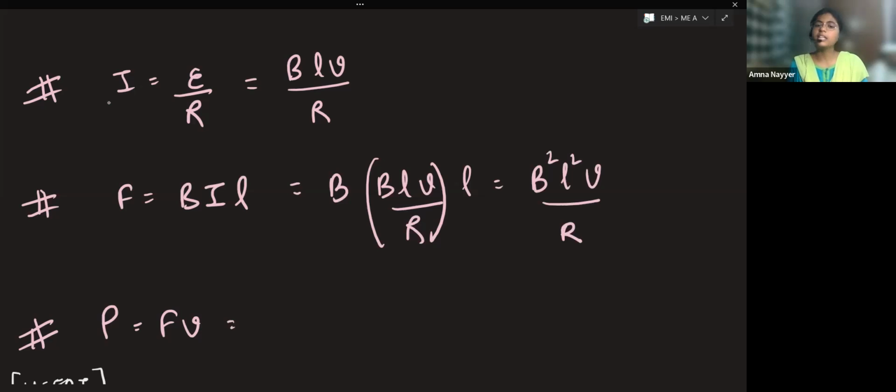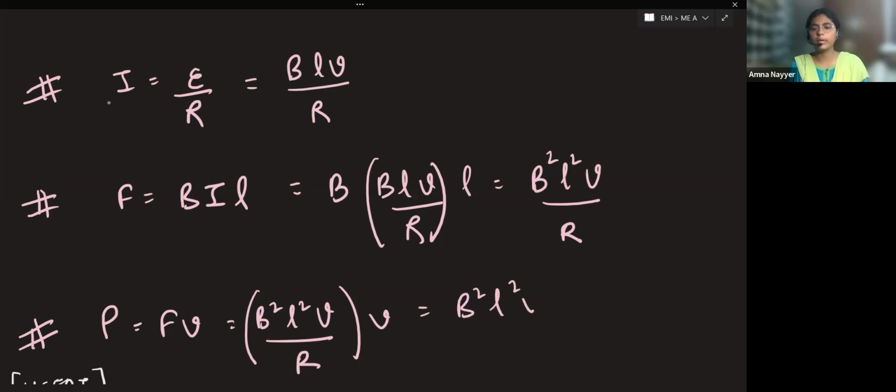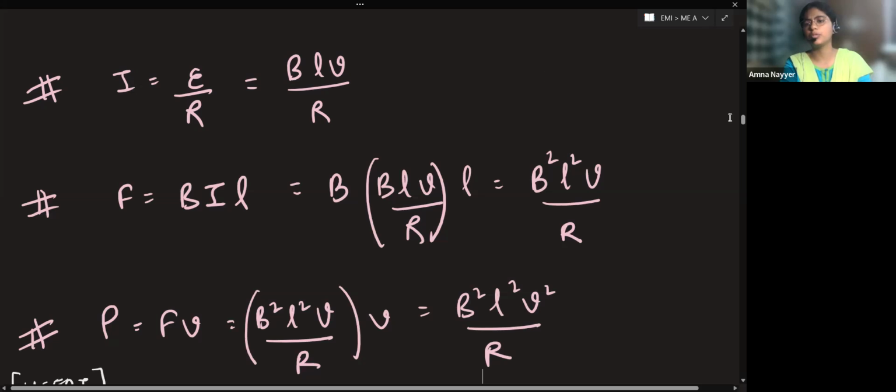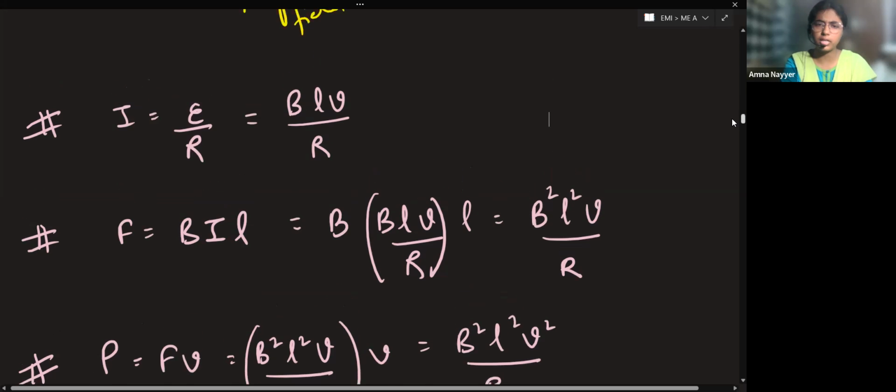Power is force multiplied by velocity. What is force? B square L square V divided by R, multiplied by velocity. So force into velocity becomes B square L square V square divided by R. Got it? This was a very small topic. Now a major topic that is left from this lesson is induction, self-induction and mutual induction. Those are also not difficult.